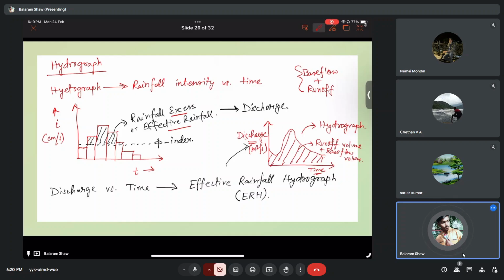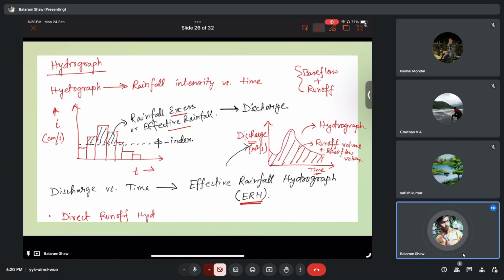Okay, so this is for the total. For this rainfall excess, or effective rainfall that we are having, this is the effective runoff hydrograph. And in many places we need the direct runoff hydrograph. What is the direct runoff hydrograph?